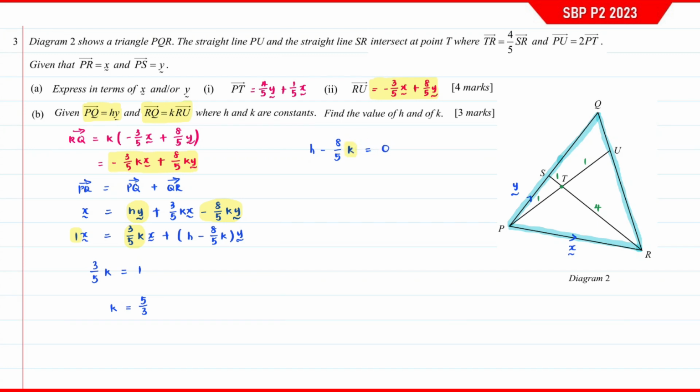Here we substitute K with 5 over 3. So H is equal to 8 over 5 times 5 over 3. Here we can cancel the 5. So H minus 8 over 3 is equal to 0. Then H is equal to 8 over 3.